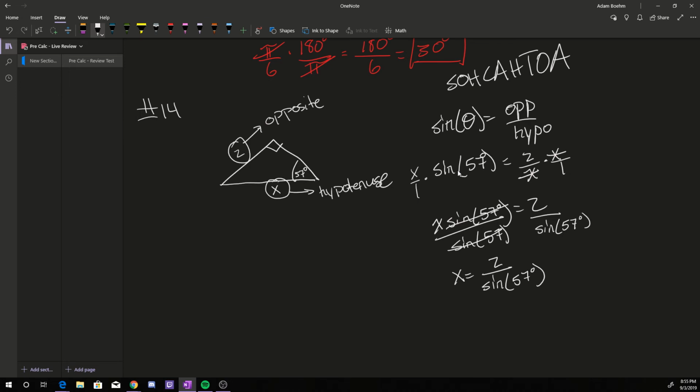You don't need to simplify that. You can if you want, but sine of 57 is literally just typing in sine 57 in your calculator and getting some decimal, which you don't know what that means, so it doesn't matter anyway. So if you're able to get to this fraction, you're good.